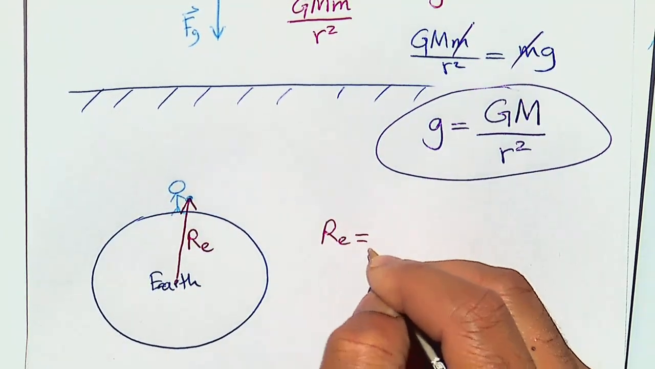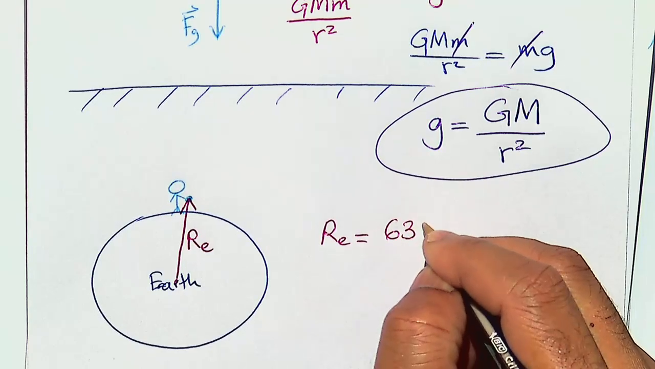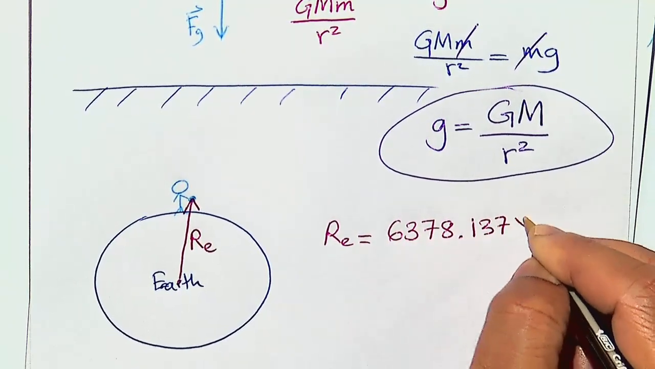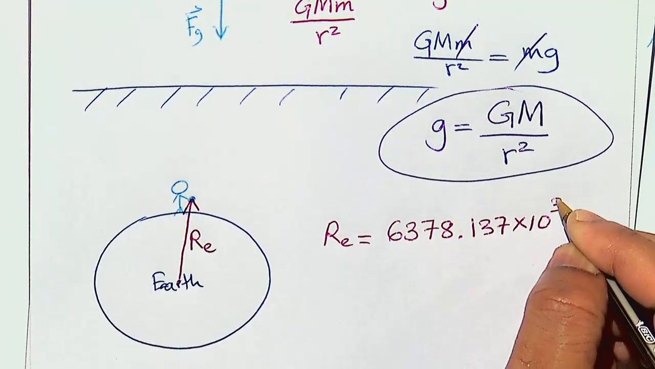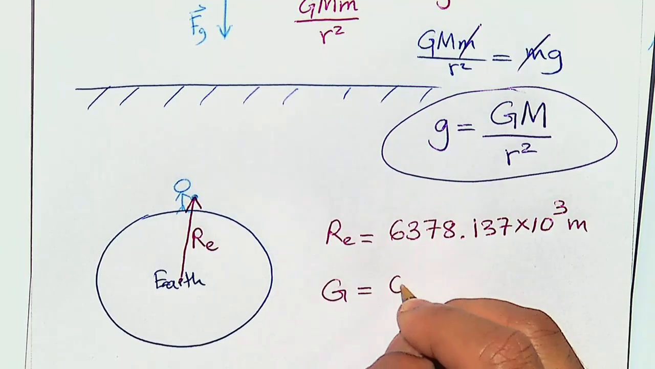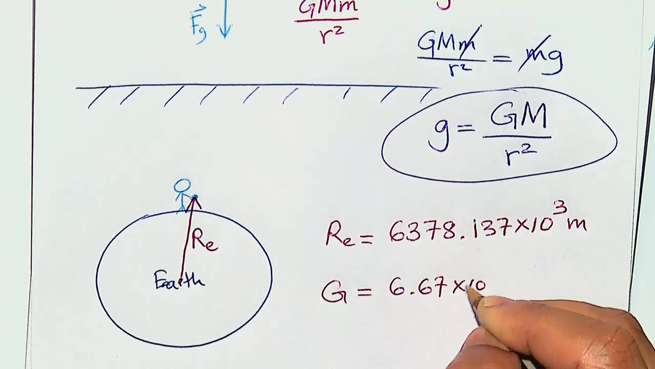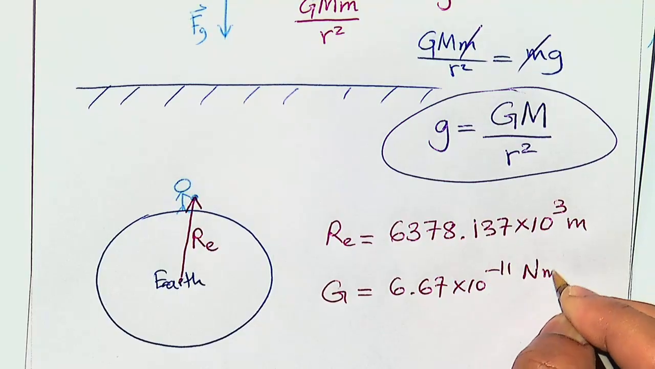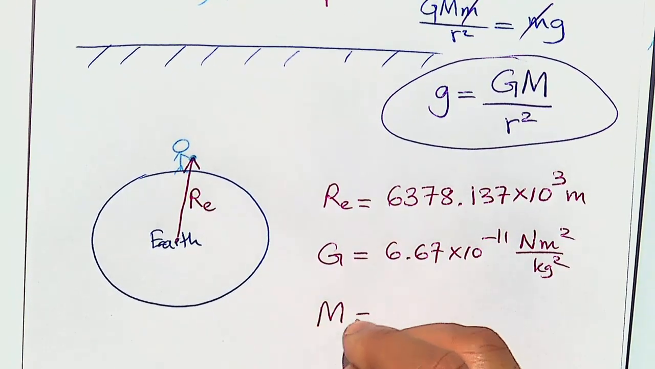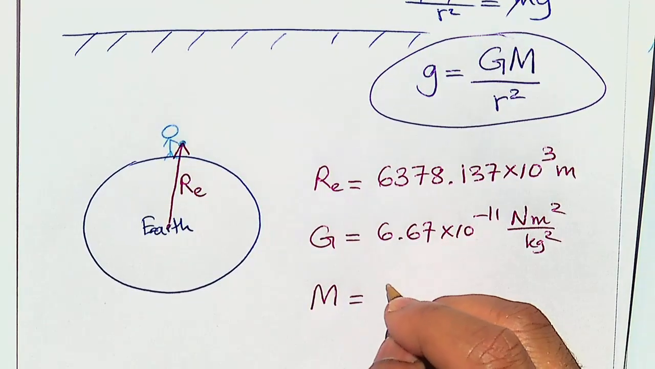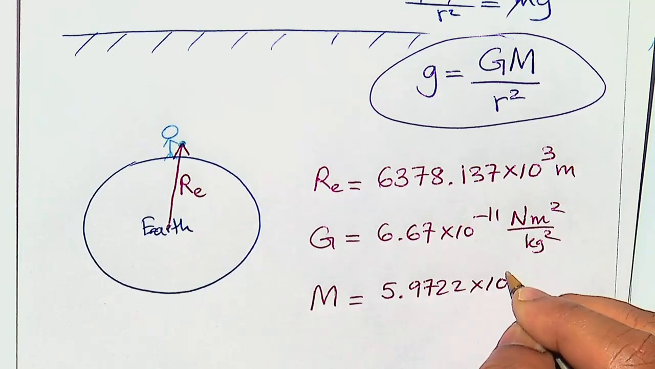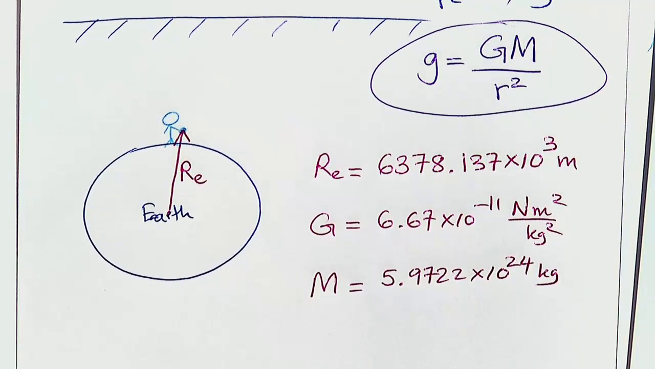The radius of the Earth is actually 6,378, I'll give you some decimal places here, kilometers, so 10 to the 3 meters. As I said before, big G is 6.67 times 10 to the minus 11 newton meters squared per kilogram squared. The mass of the Earth, maybe I just want to do it for the Earth, is 5.9722 times 10 to the 24 kilograms.